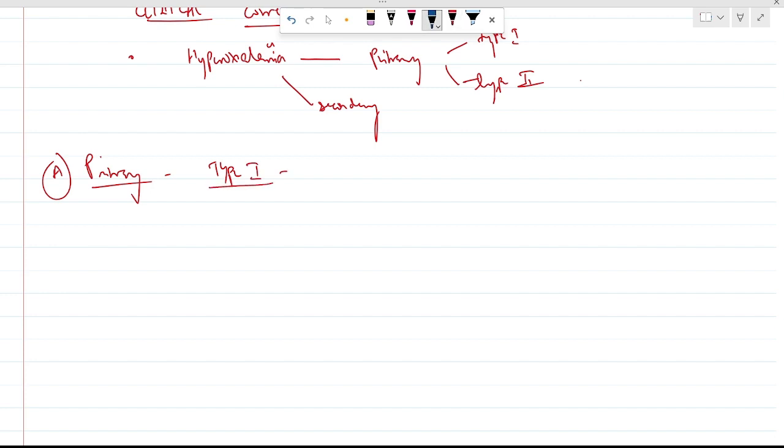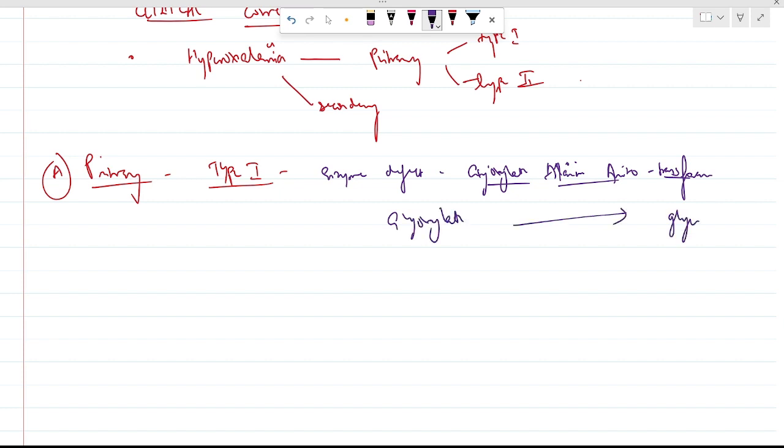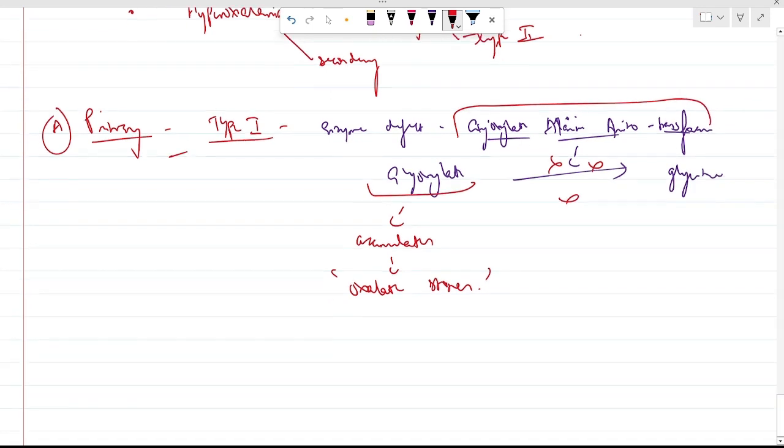Now the enzyme defect is glyoxylate alanine aminotransferase. You have seen that in the synthesis of glycine. It is glyoxylate alanine aminotransferase, from glyoxylate to glycine. This enzyme is defective here. So this glyoxylate accumulates as oxalate stones due to the defect of glyoxylate alanine aminotransferase. This is primary type 1 hyperoxaluria.